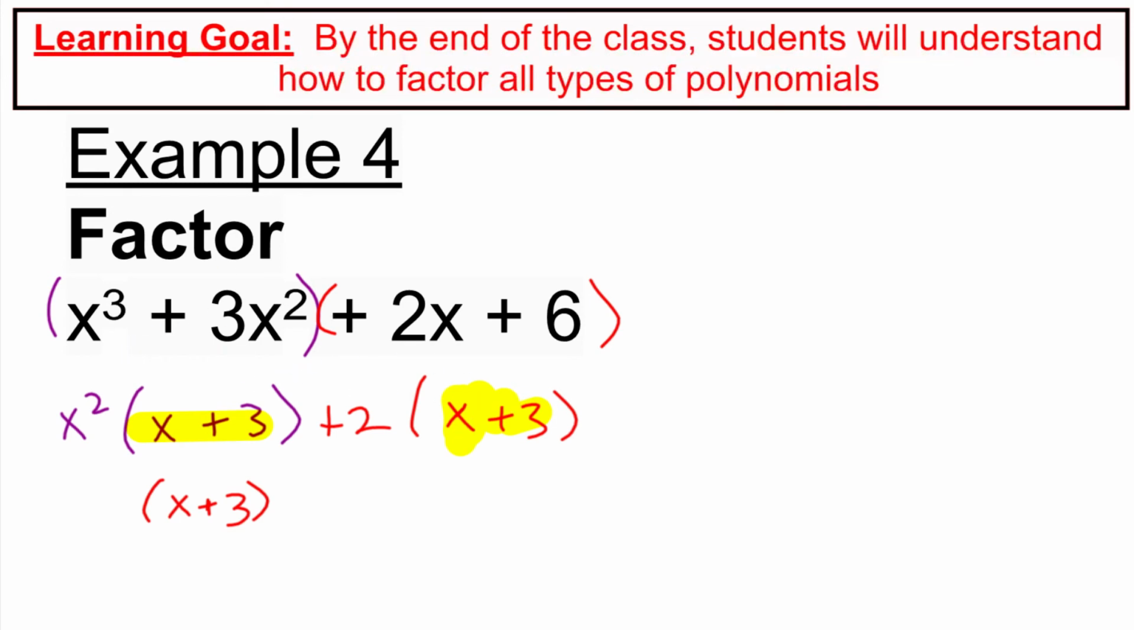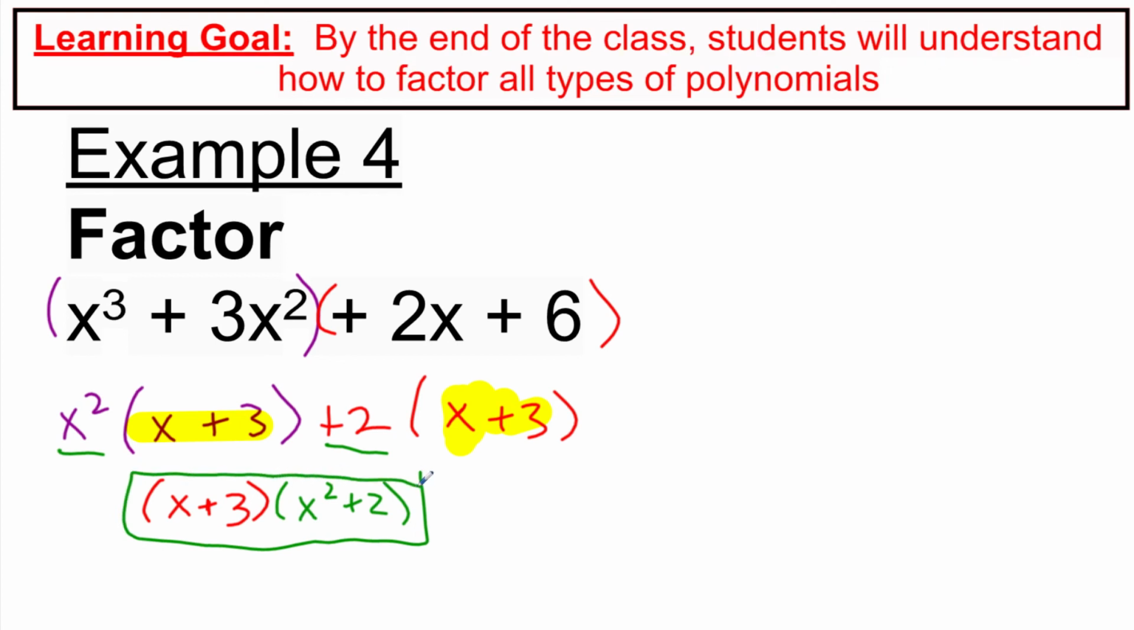The other factor is going to come from putting together what you pulled away as a GCF. So x squared plus 2, and so I'm going to write x squared plus 2. This is my completed factoring. And I'm not going to go through this, but if you were to FOIL this out and multiply all this out and combine like terms, you're going to end up with your original expression back.